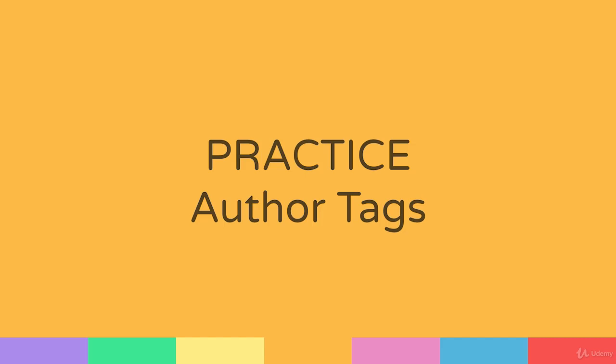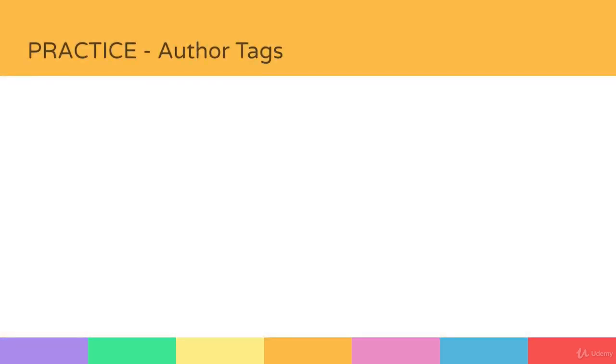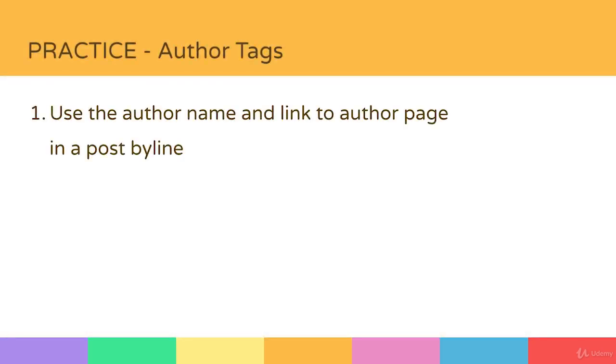Now that we've taken a look at some basic author tags, let's go ahead and practice a little bit with what we've learned. So in this practice, the first thing you're going to want to do is use the author name and link to author page in a post byline or somewhere in your post that makes sense.